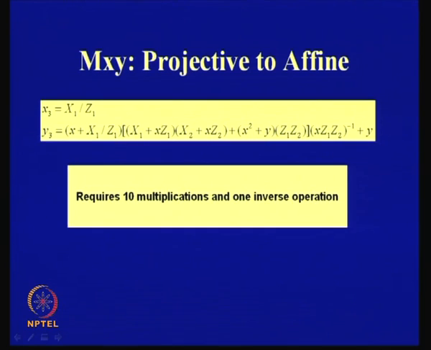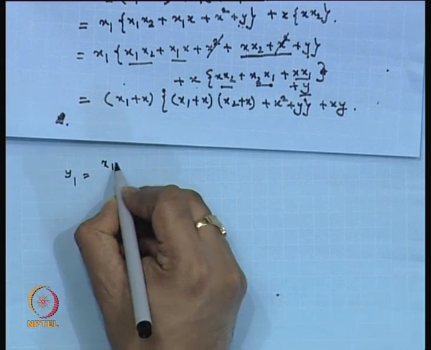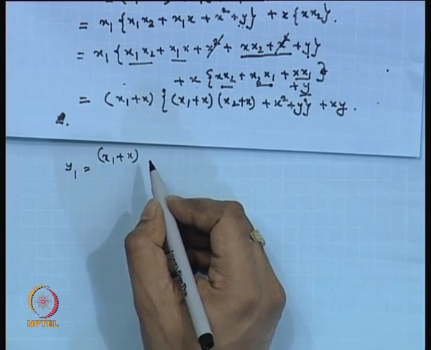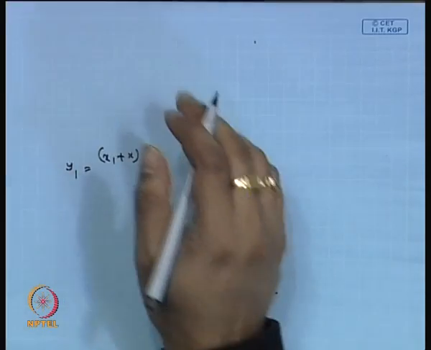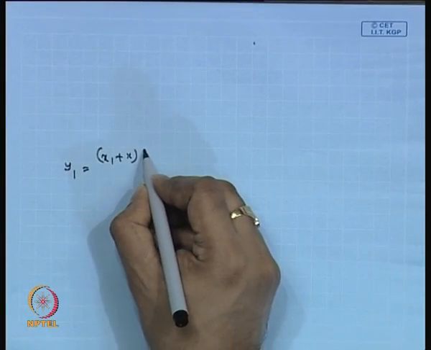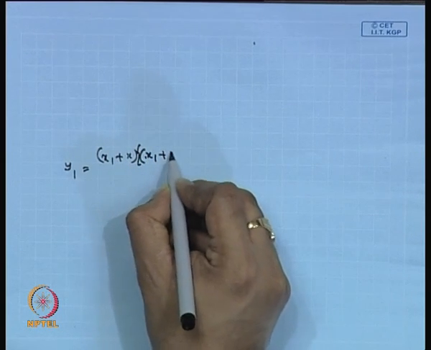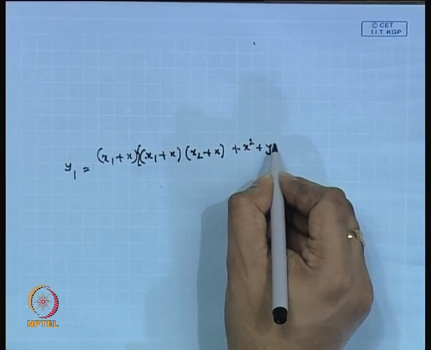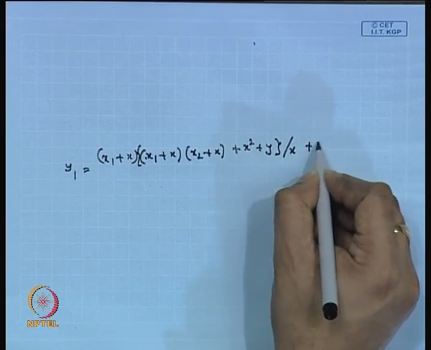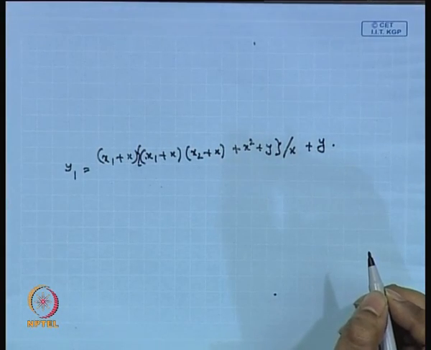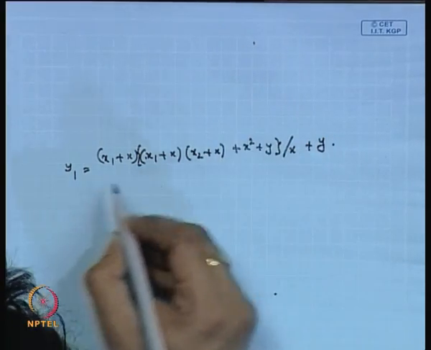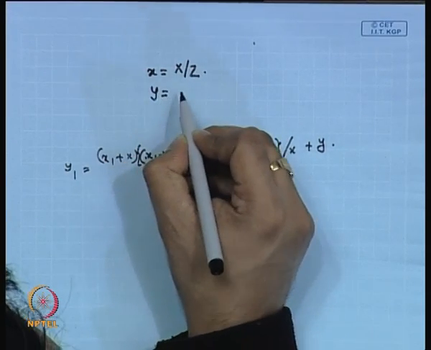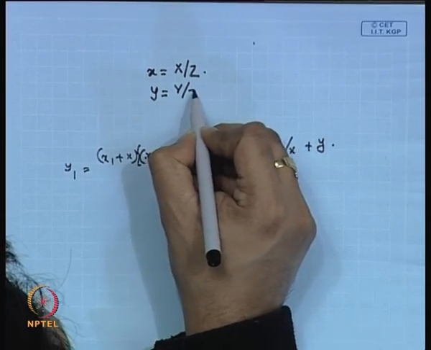So, see, for example, you had y 1 as, if you see the y 1 equation, it was x 1 plus x into x 1 plus x into x 2 plus x plus x square plus y. This was divided by x plus y, that was your y coordinate, right. So, now your transformation in your projective coordinate system is x is equal to x by z, your y is y by z square.